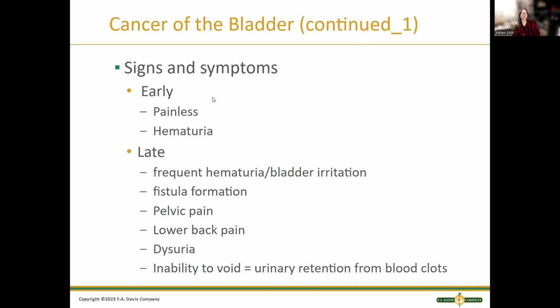The signs and symptoms of early bladder cancer are actually painless, and there's maybe hematuria. So there's painless hematuria, and it means you're just bleeding into your urine for no reason.